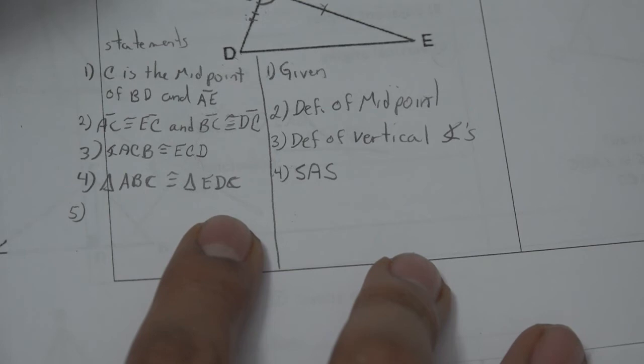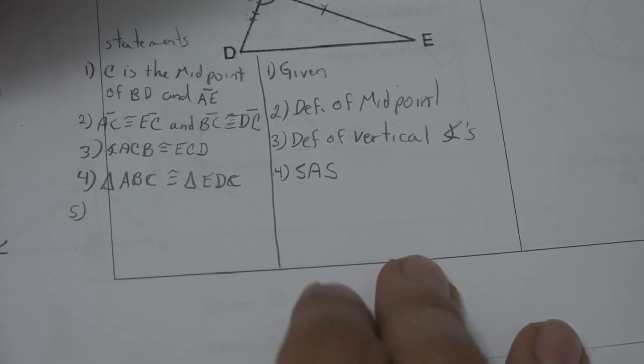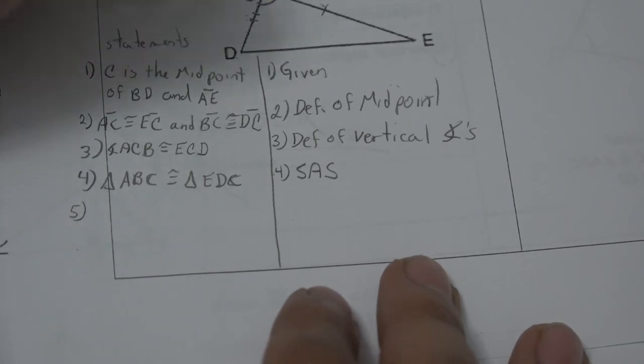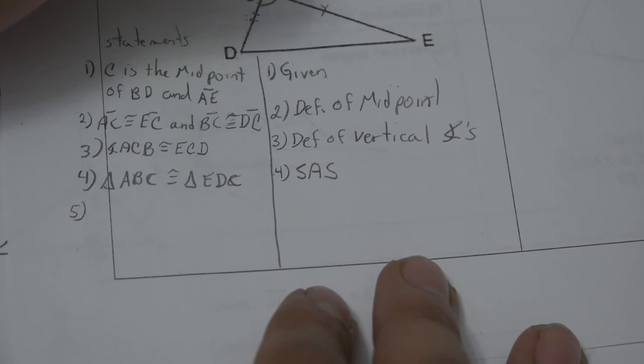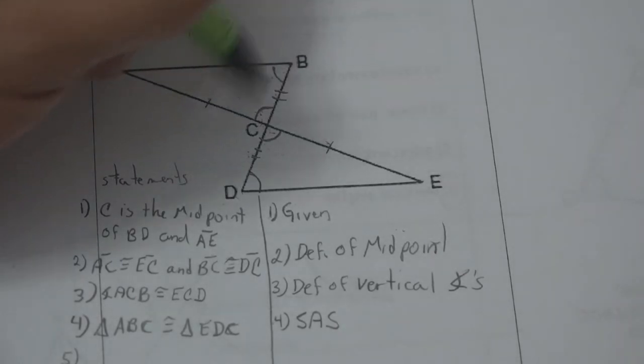Now notice something. These two lines, I need to prove that they are parallel. In order to prove that two lines are parallel, I need either exterior angles or interior angles. Since these two triangles are congruent, that means that every other part of the triangles is also congruent. So I'm gonna say that angle B is congruent to angle D.